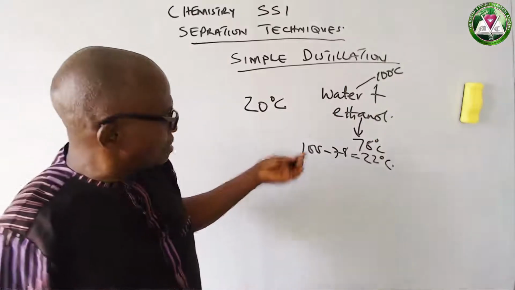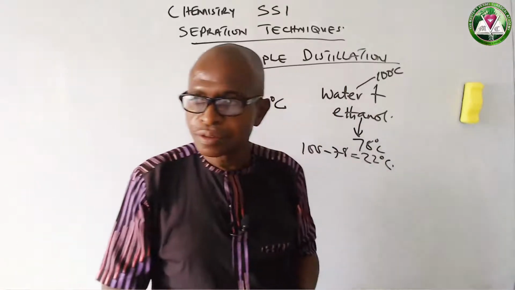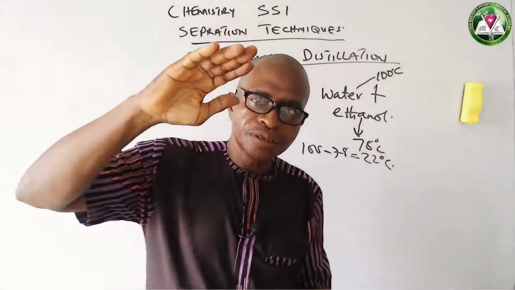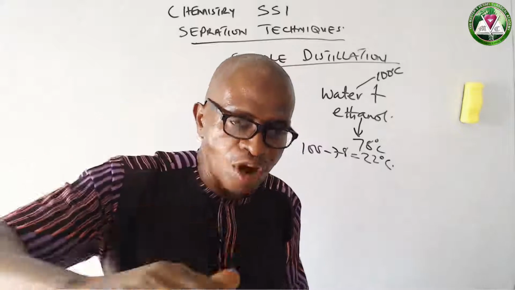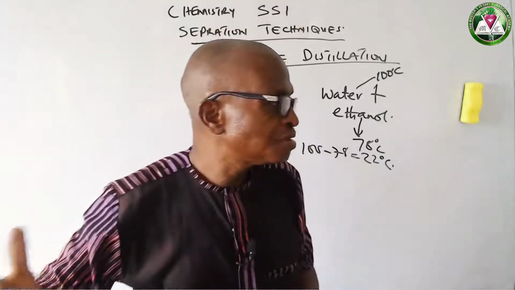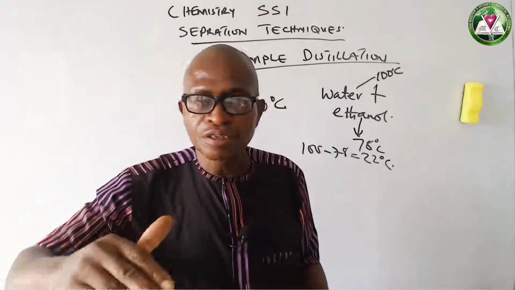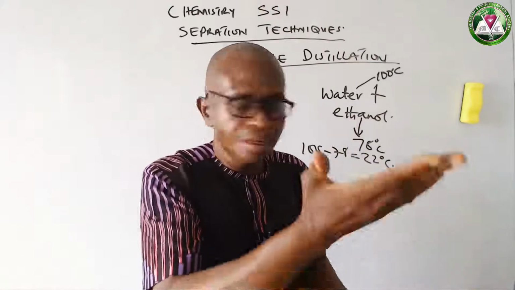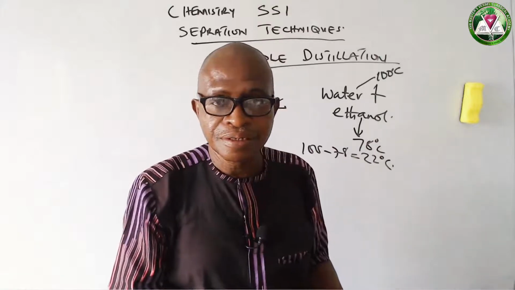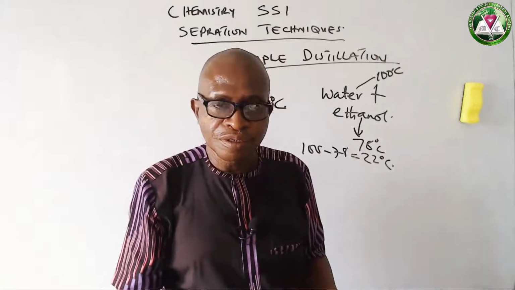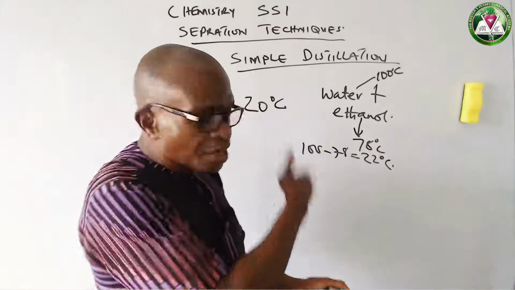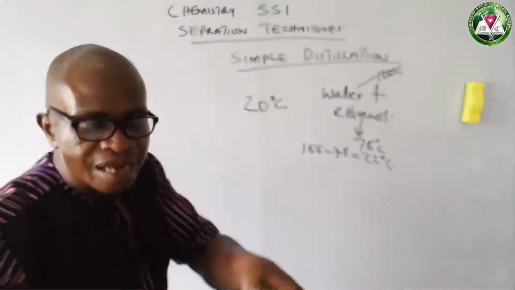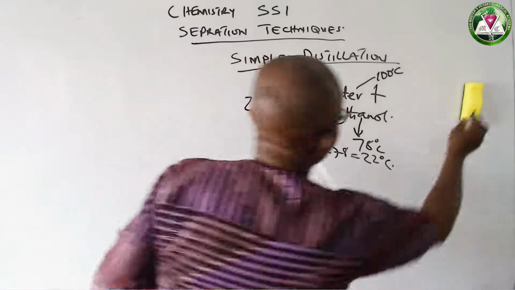And what happens is that when you heat the mixture at 78 degrees centigrade, the ethanol will change to vapor. When it changes to vapor, it will leave the container as a vapor, while the water will still remain as a liquid. Maybe let me put the diagram, and that will help in the explanation.